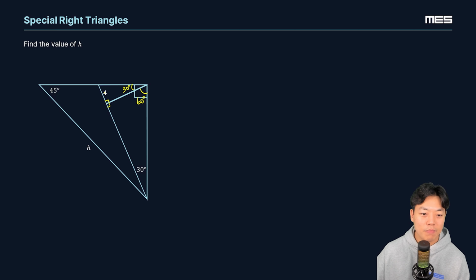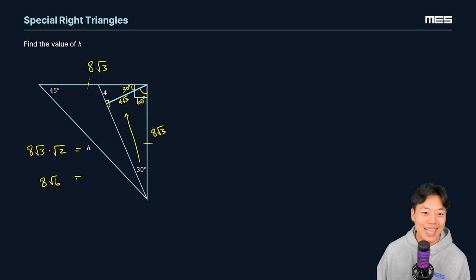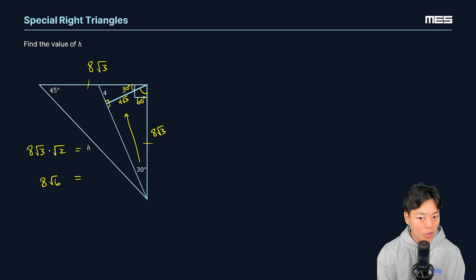So if this is 4, then I know that this longer leg will be 4 radical 3. Well, now I know that this is 4 radical 3, and that's the shorter side of this triangle right here. I can multiply that by 2 to get 8 radical 3 right here as my hypotenuse for this right triangle right here. And since this is a 45, 45, 90 triangle, this entire side will also be 8 radical 3 multiplied by radical 2 to get h. And I'll get 8 radical 6 as my value for h. Another beautiful problem. Simple, right?